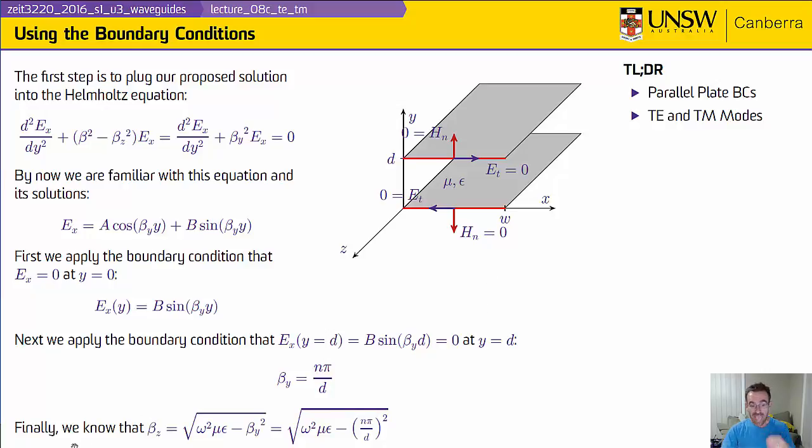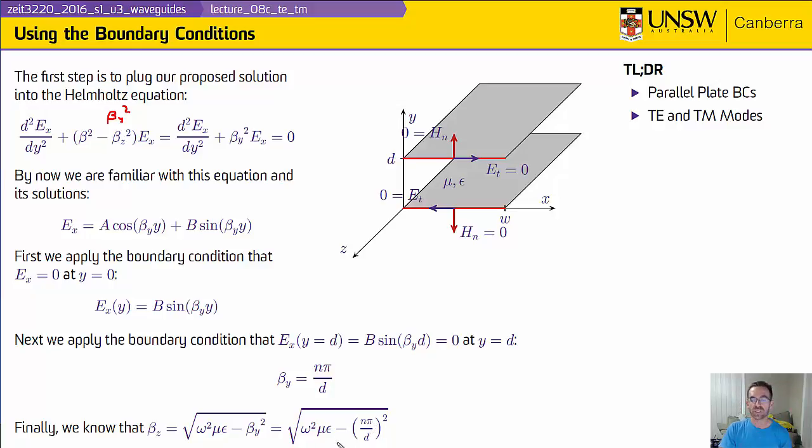We can then take beta sub y, which we've now determined, and for any particular mode, any particular value of n, we said beta y was equal to n pi over d. This term here was equal to beta y squared. So we can invert this and get a solution for beta z, which we'll write down below. Beta z is equal to the square root of omega squared mu epsilon minus n pi over d, quantity squared.